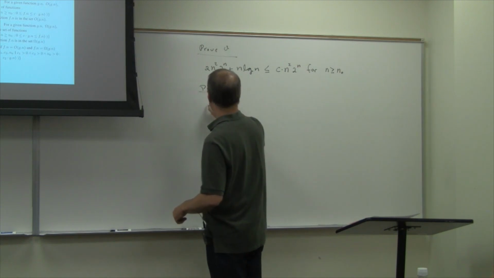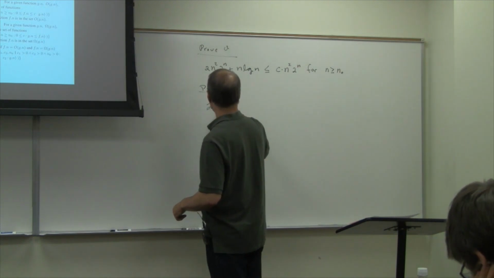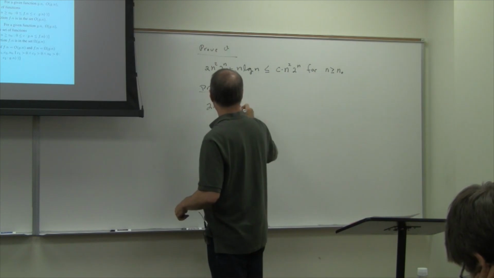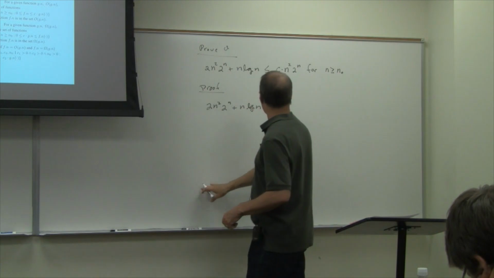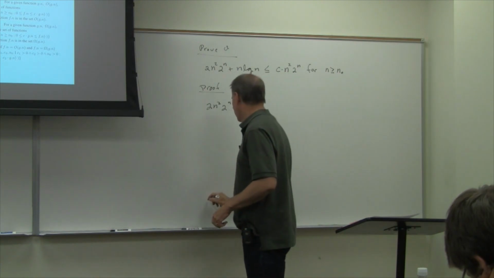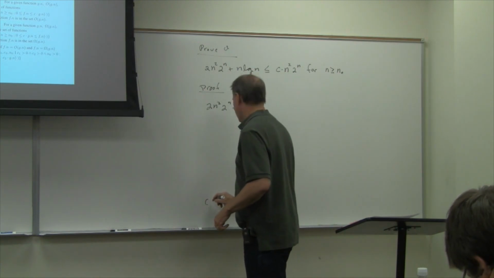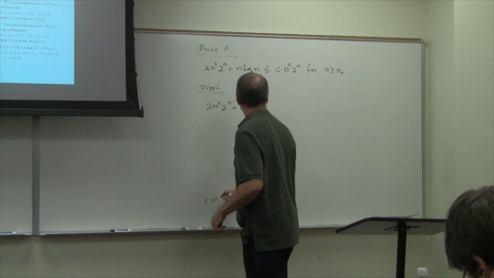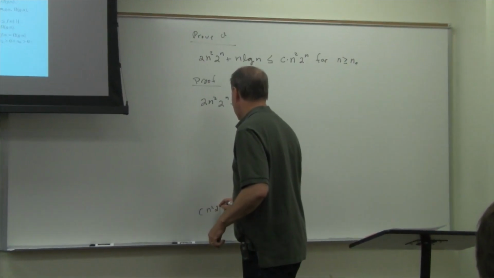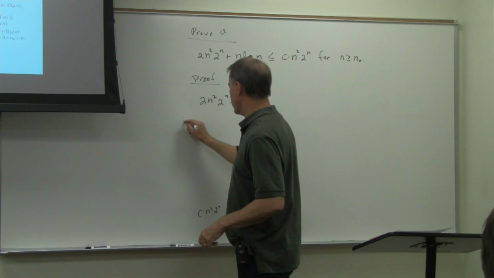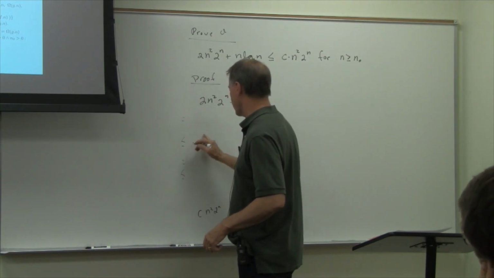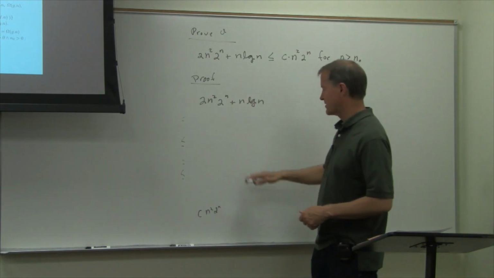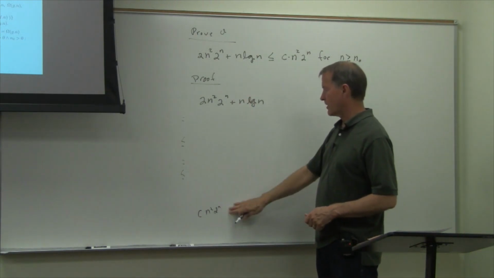Yeah. So you would start with 2n squared 2 to the n plus n log n, and you've got to do a bunch of stuff down here, and in the end you've got to get c n squared 2 to the n. Right? And here there has to be a bunch of equals and what? Less than or equal to, equals, less than or equal to, whatever. Okay? So this is where you are, this is where you have to get.